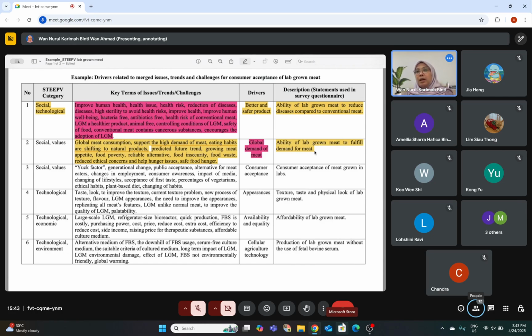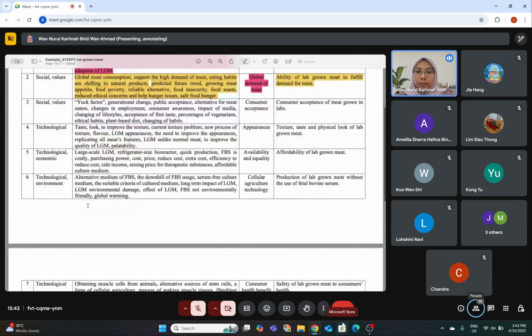Okay, so it depends on the way you want to make the driver, what is the meaning behind each of the drivers. You can discuss the best way to develop the statement and to describe the statement with your supervisor. Later your supervisor will help. Okay, so if you look here, no statements, no key driver is only based on one STEEPV category. Usually we combine 2 or 3 or more STEEPV categories to come up with the driver that we will use for our questionnaire for impact and uncertainty analysis. So this is an example.